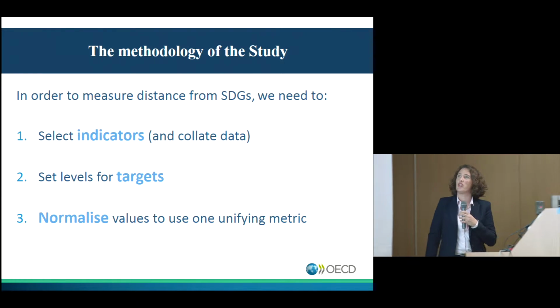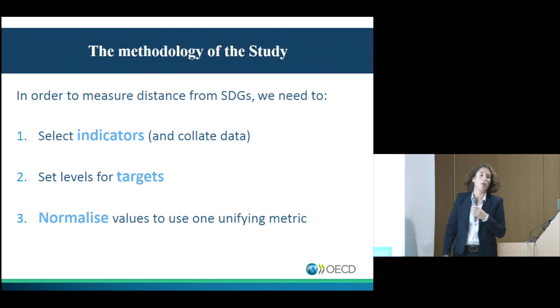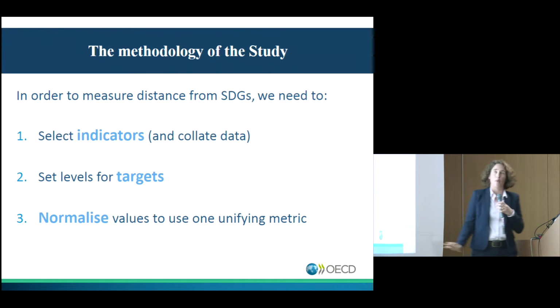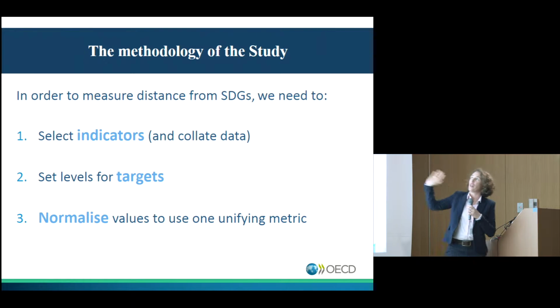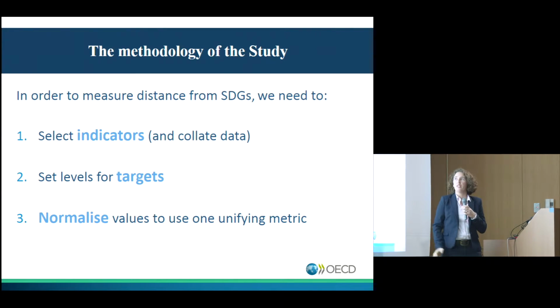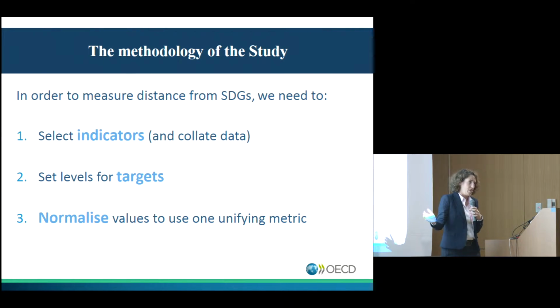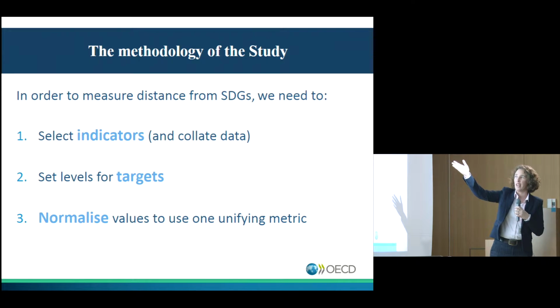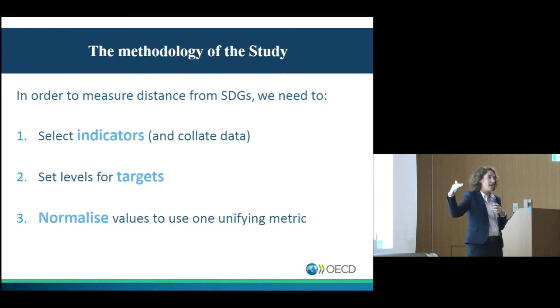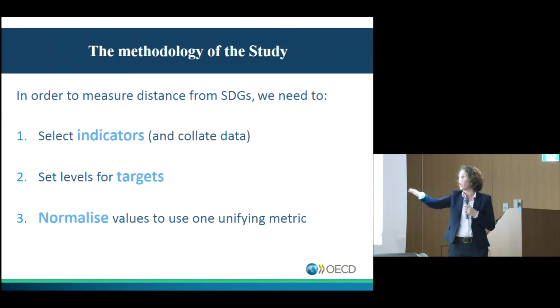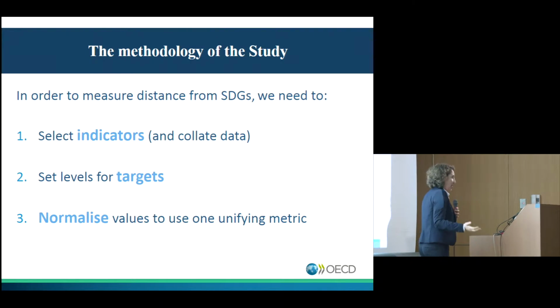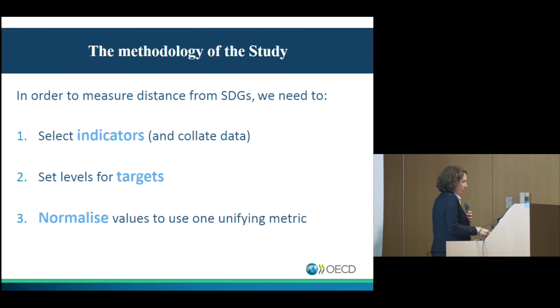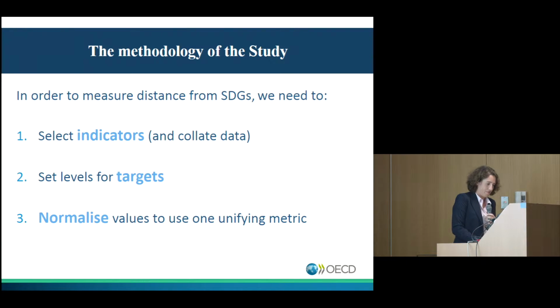What we've done in order to help countries navigate that complicated system is our study on measuring distance, which requires a set methodology. So the methodology starts with selecting indicators. We then have to set levels for targets and then normalize the values in order to use a unifying metric to help compare between indicators. So how did we do that?